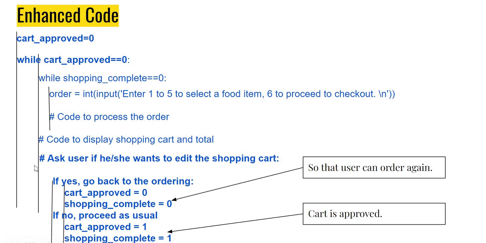Now remember, this loop is going to run while cart approved is 0, which means that I'll basically keep on repeating this, but I must set shopping complete to 0 because I want the user to be able to order once again. On the other hand, let's say the user says no, he's fine with whatever is there. Then we can set cart approved to 1 and shopping complete is anyway 1. So to be sure, we can set it up again. Cart approved being 1 will make sure that this loop stops and we go on to the next path where we can just display once again the shopping cart just for completion's sake.